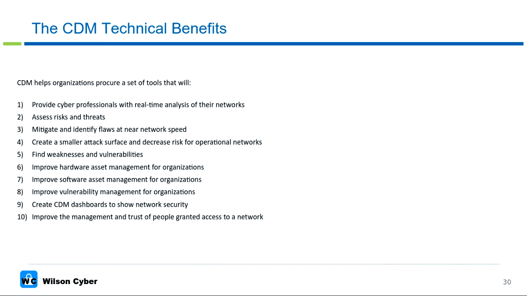Some of the technical benefits of CDM provide cyber professionals with real-time analysis of their networks, which is the key, real-time analysis of networks. With that analysis of networks, we can assess risks and threats. We can mitigate and identify flaws at network speed. We create a smaller attack surface, decrease risk for operational networks. We can find weaknesses and vulnerabilities, improve hardware asset management, software asset management, vulnerability management. We can create dashboards to show network security. So this is the first time we can really create standard dashboards to show network security, and we can compare those dashboards. And ultimately, we improve the management and trust of people granted access to the network.